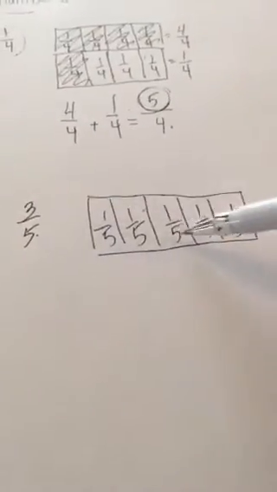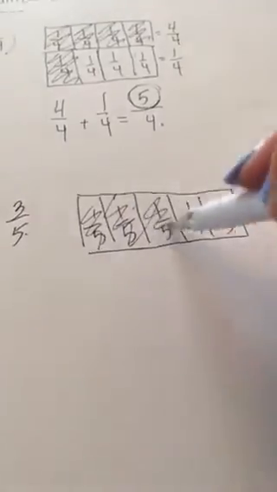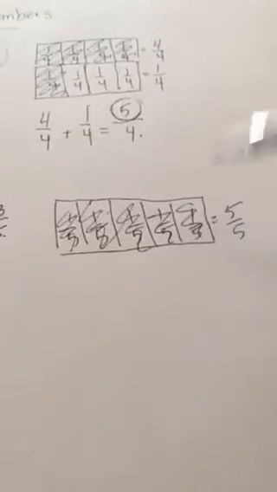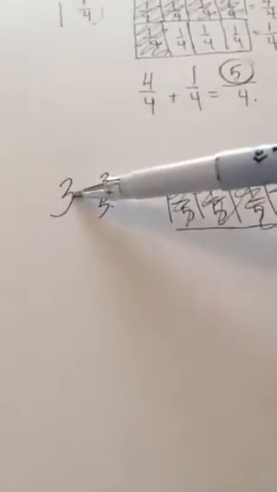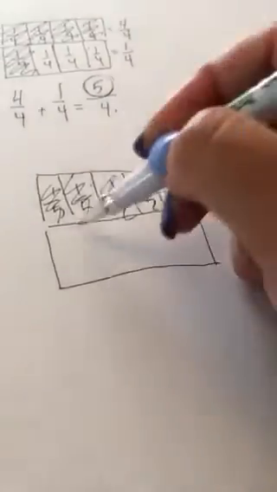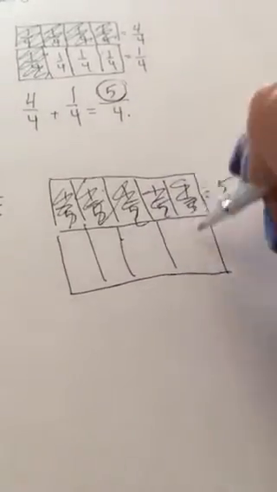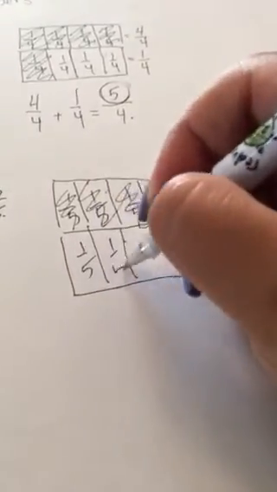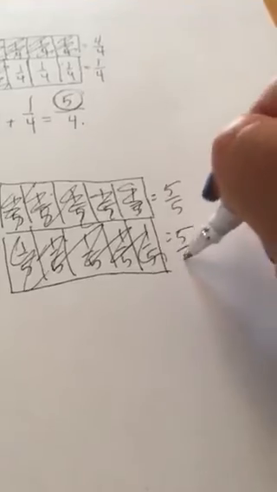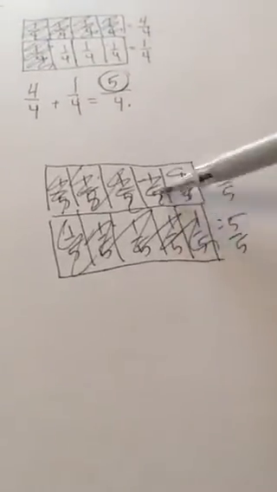And I need to have a whole. So now I just colored in 5/5, and 5/5 is equal to 1 whole. But look, my mixed number tells me I need 3 wholes. I only have 1, so I need to make another one. A 5th, a 5th, a 5th, a 5th, and a 5th. And now I color them all in, and it equals 5/5. But now look, I only have 2 wholes. I need 3 wholes, so I need to make another one.